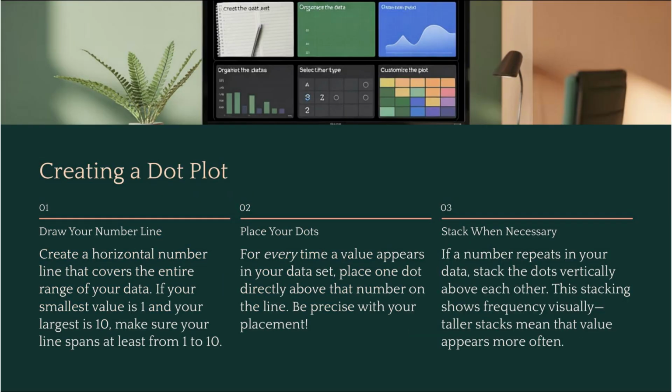Creating a dot plot is easy. First, draw your number line, making sure it goes from the lowest to the highest number in your data. Then, for every data point you have, place one dot above its corresponding number on the line. If a number appears 3 times, you'll have 3 dots stacked up above that number. That stack is your visual indicator of frequency.